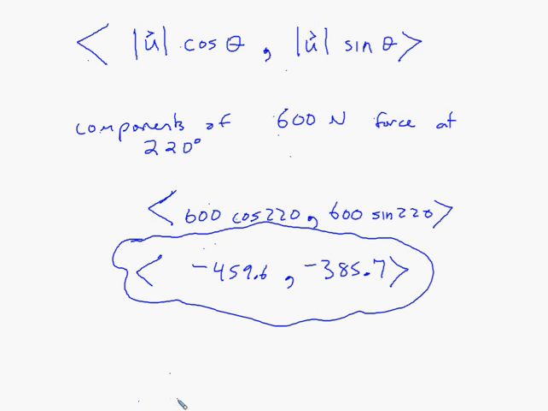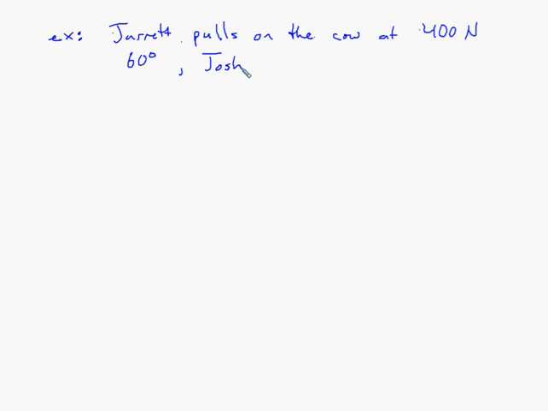Okay. Now let's go to our calc problem from yesterday. So, Jarrett pulls on our cow at 400 newtons, 60 degrees. Josh is going to wrangle at, let's see, 450 newtons at, we'll say 100 degrees. And we ask, well, where does the cow go?